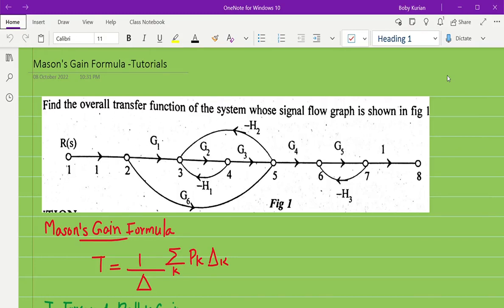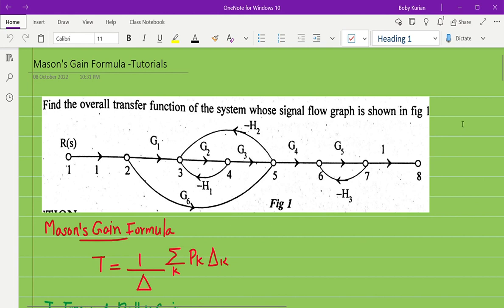Dear students, let us see some tutorials related to Mason's gain formula. Here the question is, find the overall transfer function of the system whose signal flow graph is shown in the figure. So there is a signal flow graph given here. We have to find the overall transfer function by using Mason's gain formula.